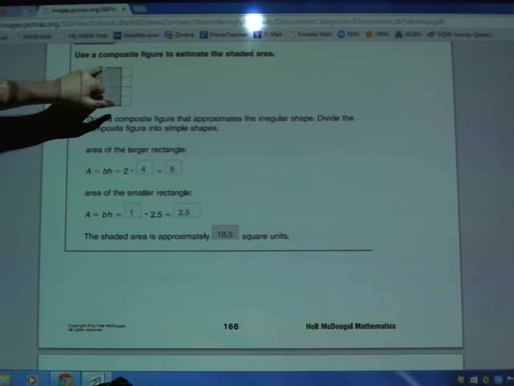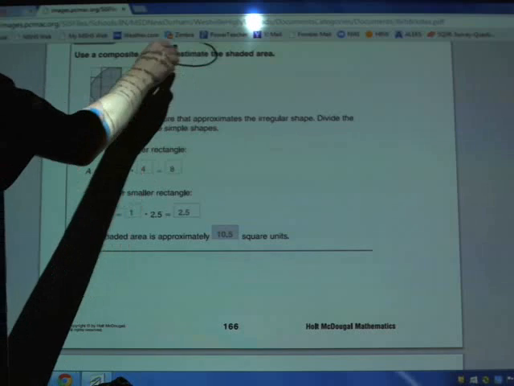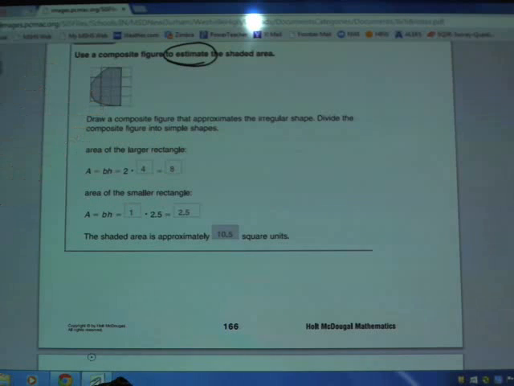Yes, there are some little corners there, but again, remember, we're estimating, so those little corners that we're not covering, not a big deal. And here, this is another smaller rectangle, and again, we're leaving off some little components, but again, we're estimating, so we're okay.